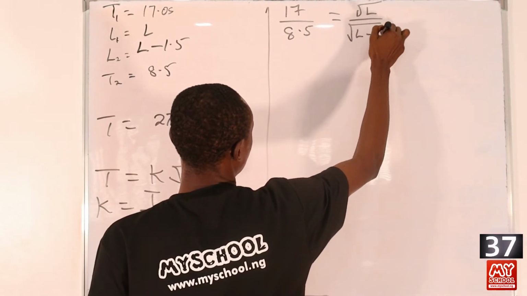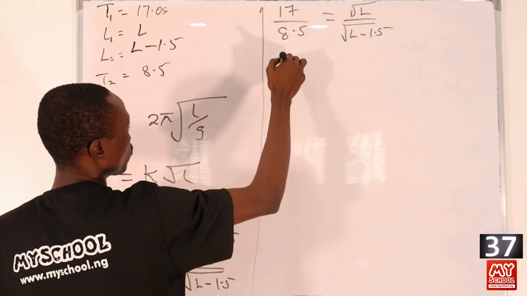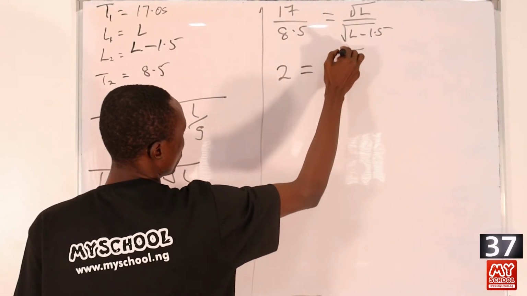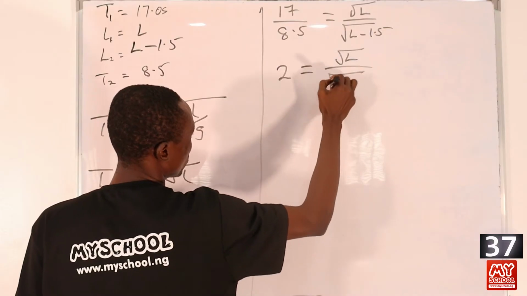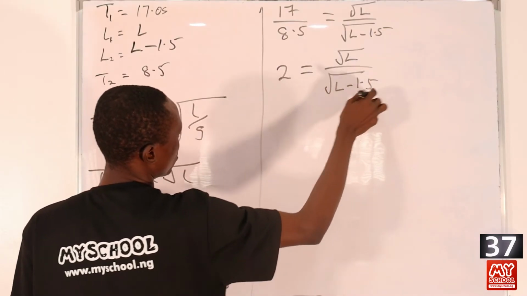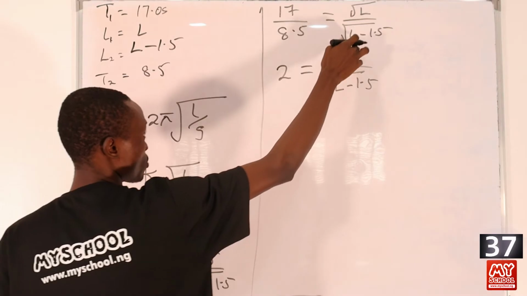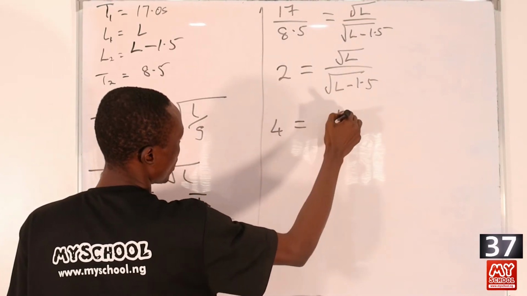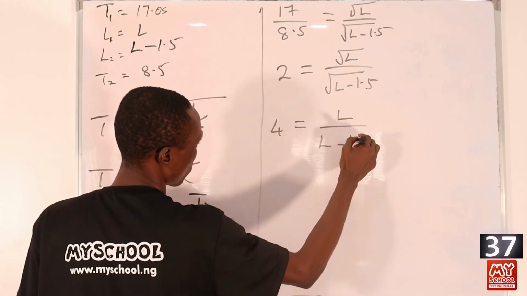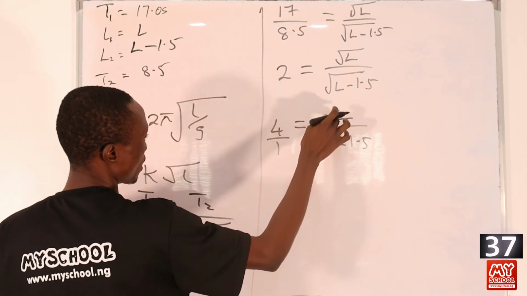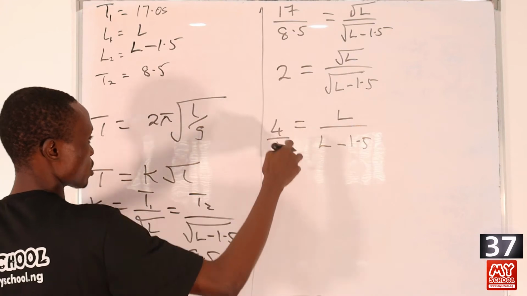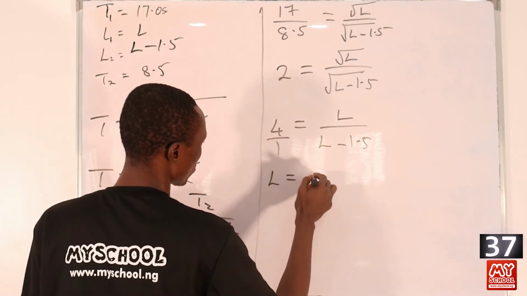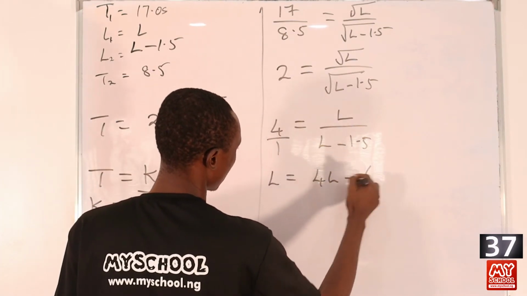over root L minus 1.5. So if we divide this, that will give us 2 equals root L over root L minus 1.5. We take the square of both sides in order to kill off the square root, so that we'll have 4 equal to L over L minus 1.5. Since we are calculating for L, we cross multiply, so that we'll have L equal to 4L minus 6.